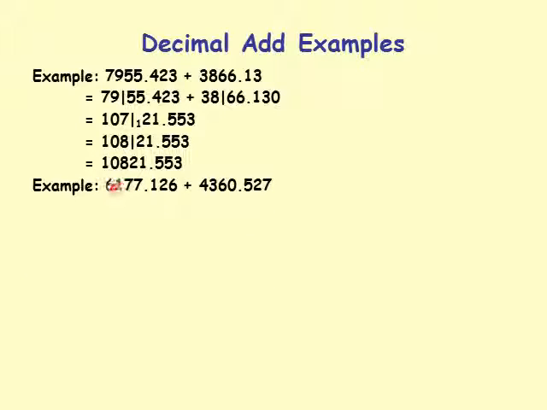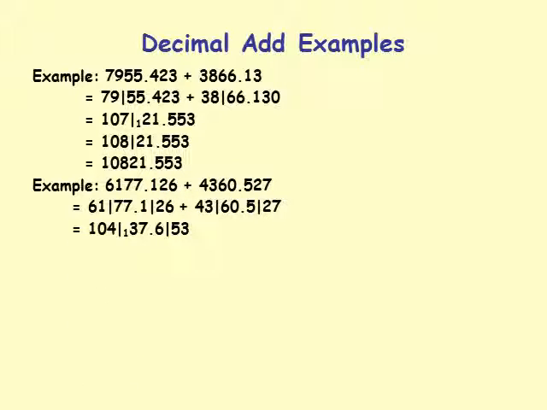Okay, another example here. 6177 decimal 126 plus 4360 decimal 527. Flag values match here. Minus 3 for the first operand and minus 3 for the second operand. Let us continue here. So when we add them together, it's with number splitting again. 61 plus 43 is 104, and 77 plus 60 is 137, and 126 plus 527 is 653.